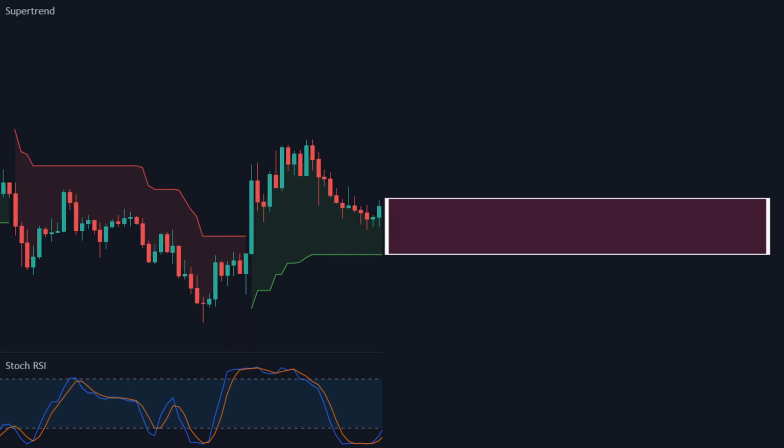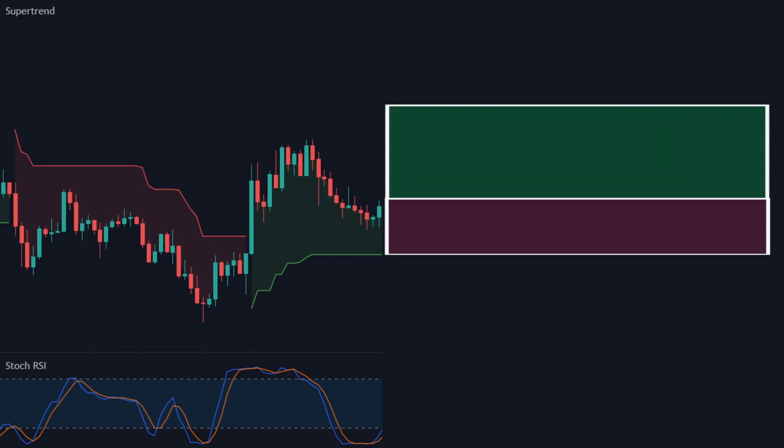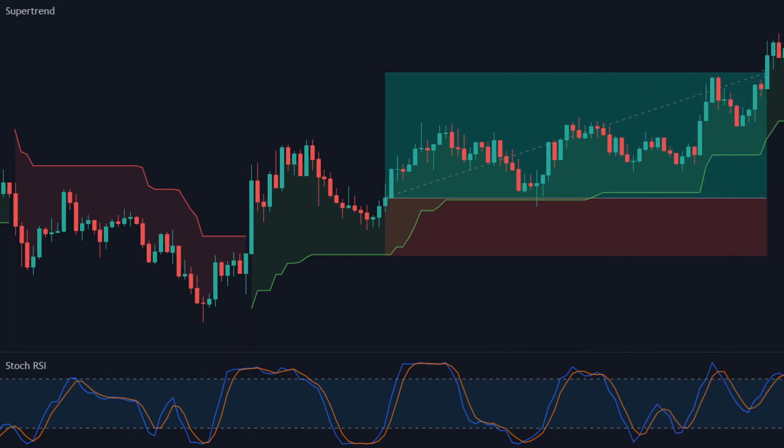Set the stop loss at the Supertrend line. Then set the take profit 2 times above the stop loss. Time to see the results from this trade. This trade is profitable. As we can see, this strategy makes a profit for the first time.